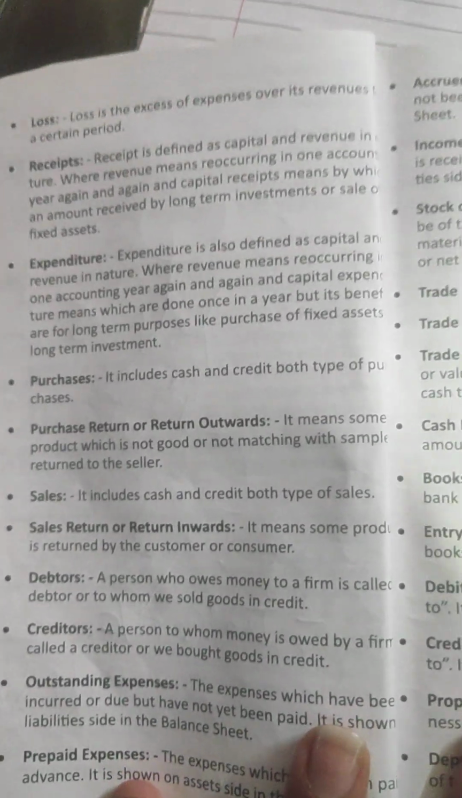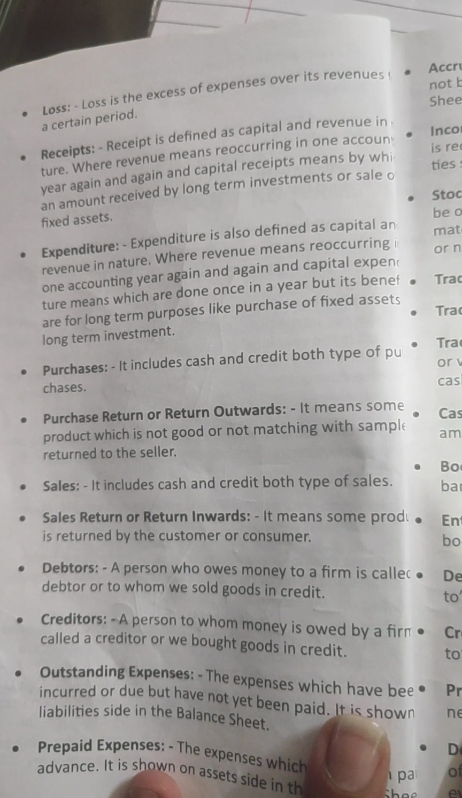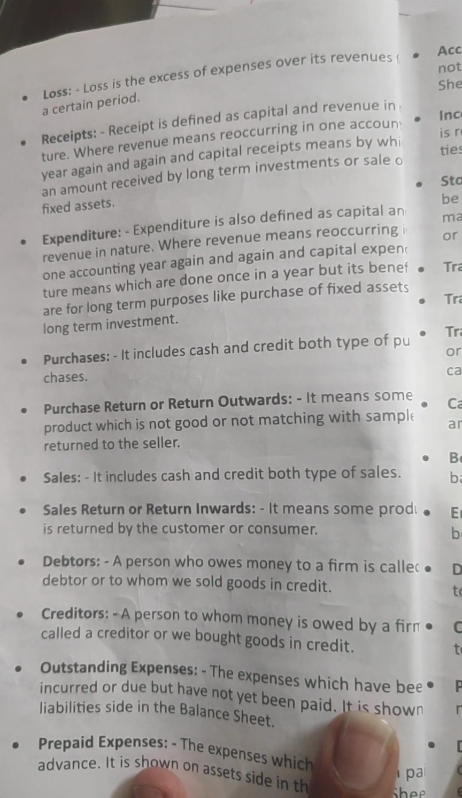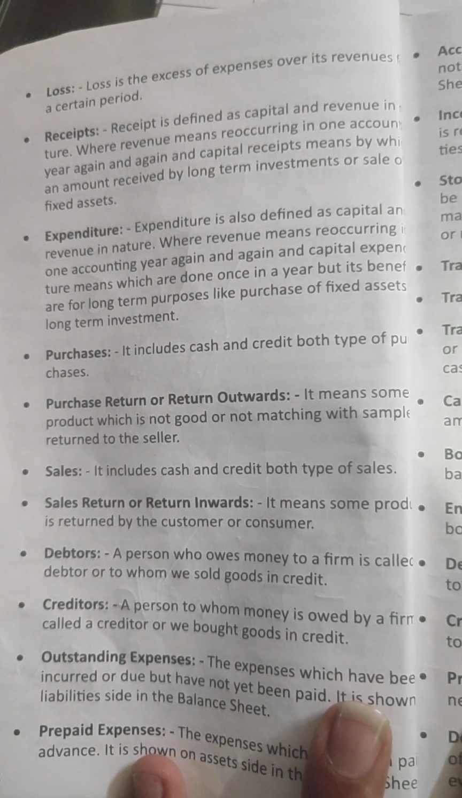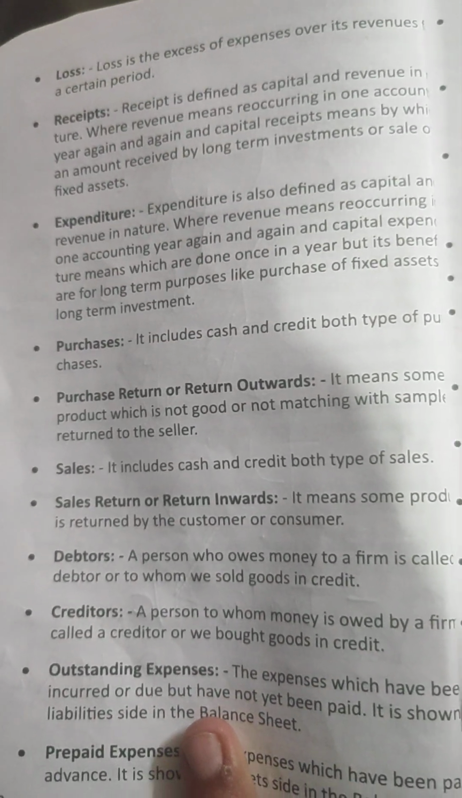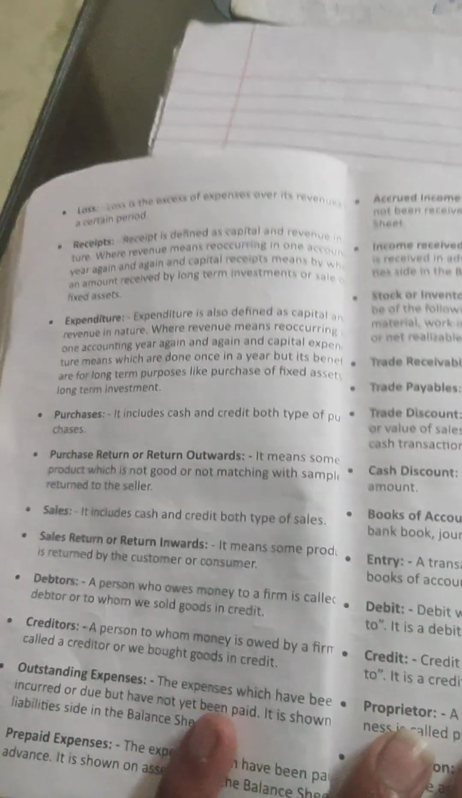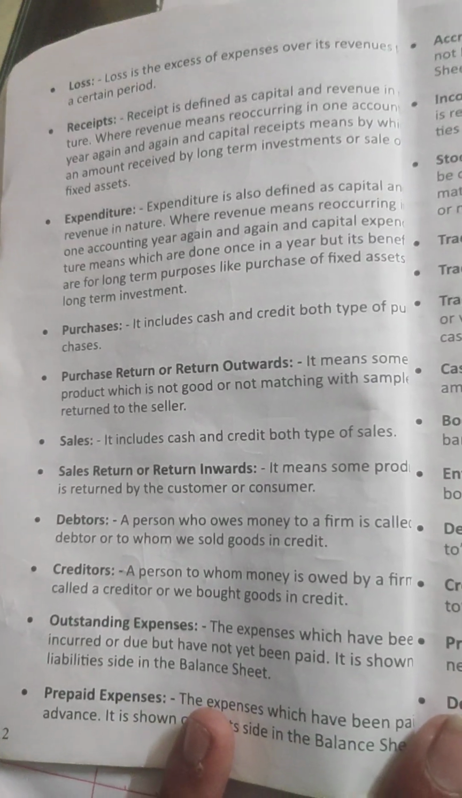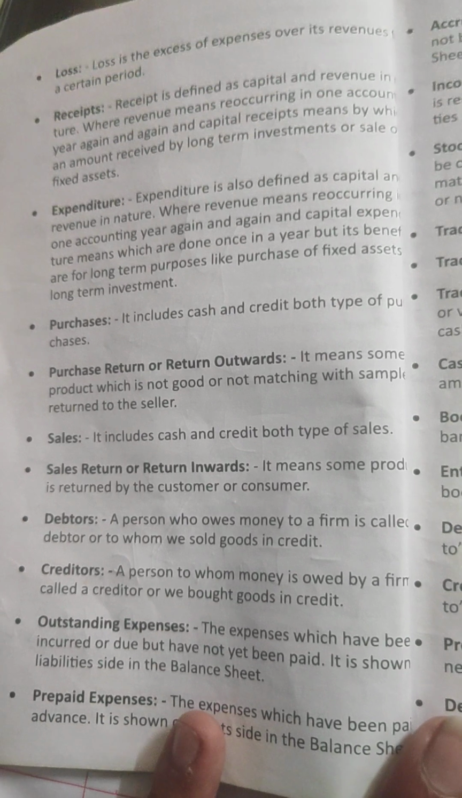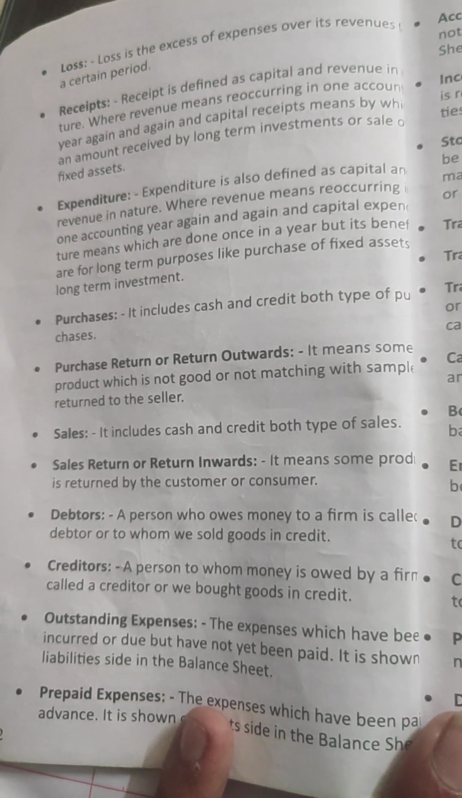Now comes purchases. What is purchases? Which includes cash and credit, both types of purchases. Now purchase return. Purchase return will be if we have purchased something from a vendor, but now we want to return it because of any reason, like the good is wrong or faulty or damaged, whatever. That is called purchase return.